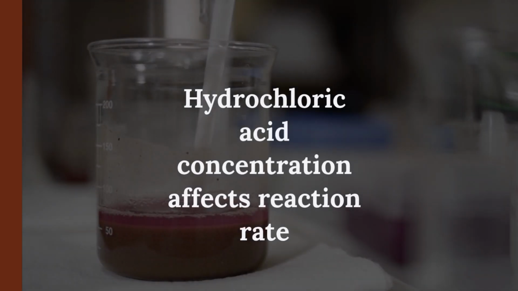This experiment investigated how hydrochloric acid concentration affects reaction rate with magnesium. The hypothesis predicted faster reactions with higher acid concentrations. This was due to more frequent collisions between reactant particles. The experiment involved reacting fixed magnesium pieces with varying acid concentrations. Results confirmed the hypothesis, showing faster rates with increased concentration.